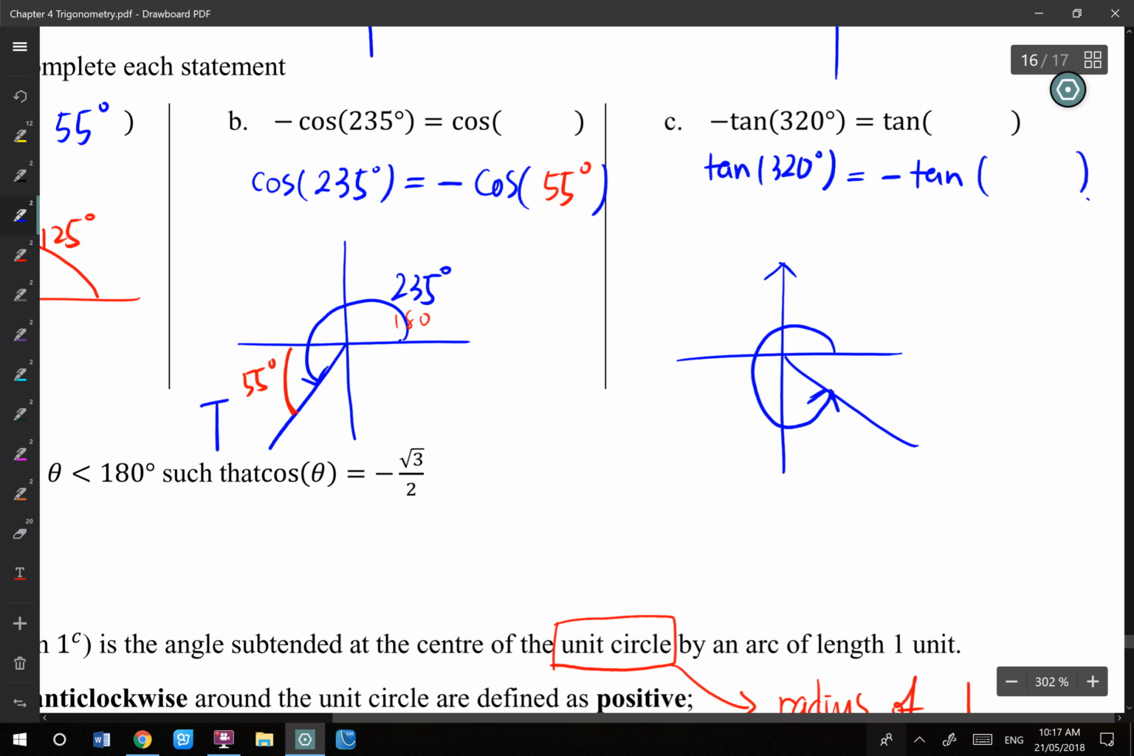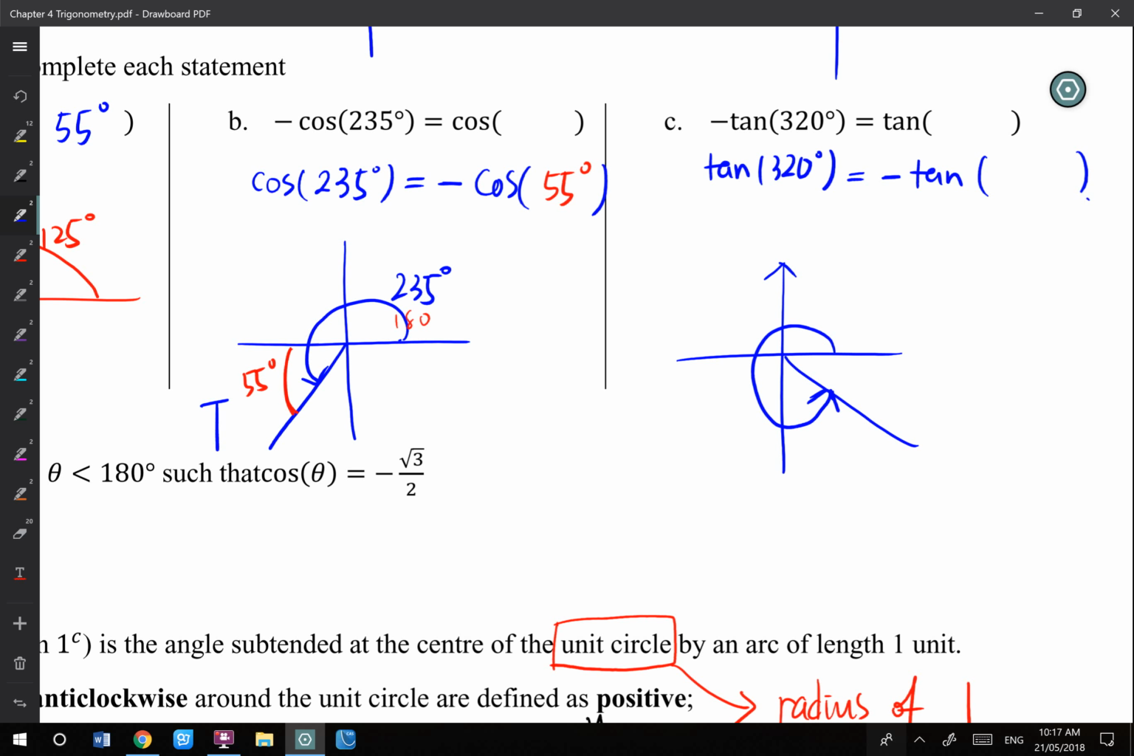Sorry? You can put the negative there. It doesn't matter because you times negative 1, or you can times negative 1 on both sides of the equation. It will be the same thing. You just move the negative 1.